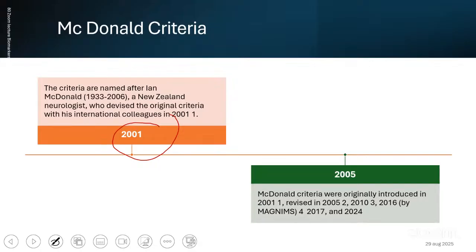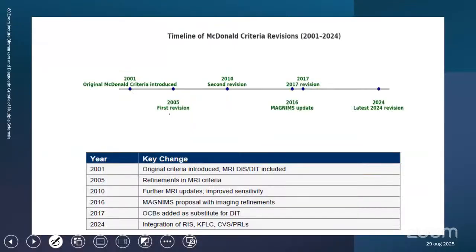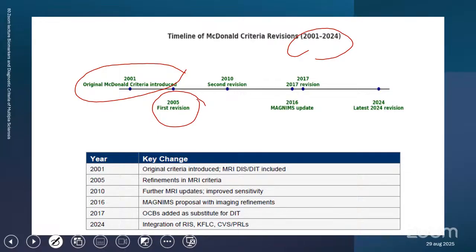That means MS is a very complicated disease. Diagnosis is not so simple. We are not certain whether we are doing the right thing, but we keep on recommending costly medicines with impunity, right? We always do that, but we should know our limitations. So the timeline of McDonald criteria revisions: the original McDonald criteria 2001, first revision 2005, we'll see why, second revision 2010, and 2017 revisions. The MAGNIMS have come in between, and the latest is 2024.